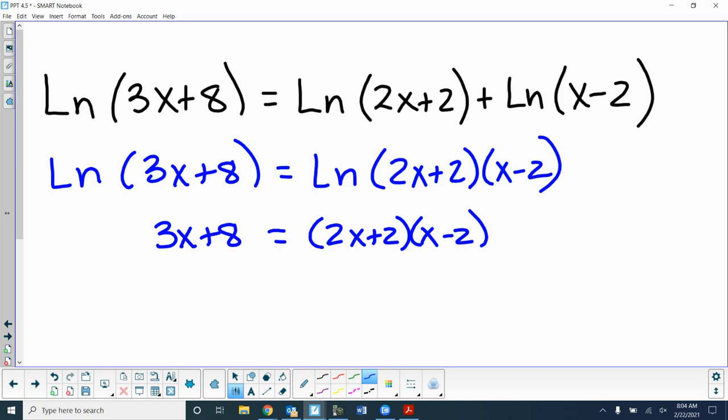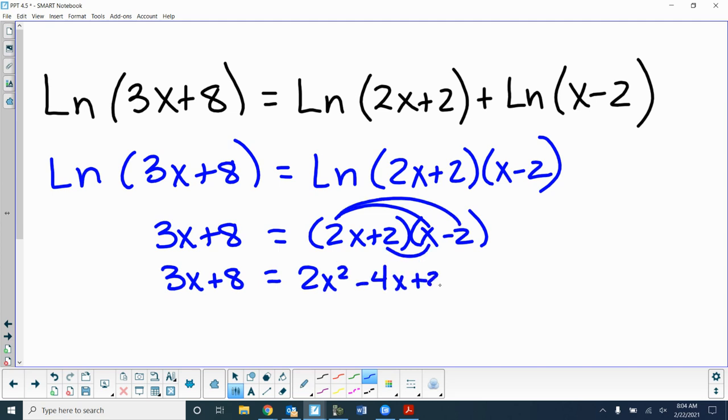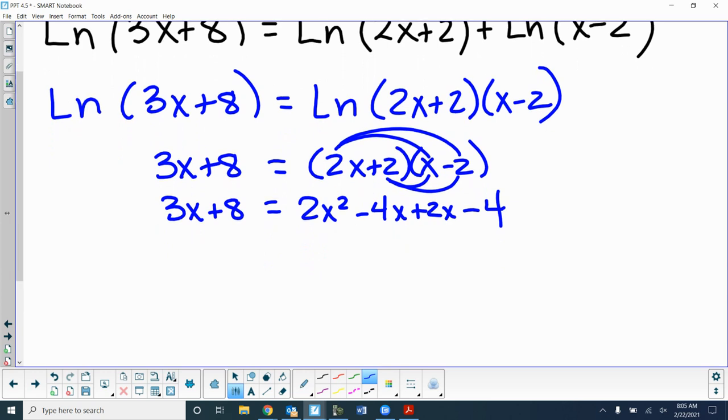So here was multiple logs. We had to multiply to make it a single log. And then we can just drop the logs. We just solve it like you're used to solving. Now, again, the one on the right here is going to get us an x squared when I FOIL that. 2x squared minus 4x plus 2x minus 4. Okay, so I got an x squared in here. I'll have to set it equal to 0.